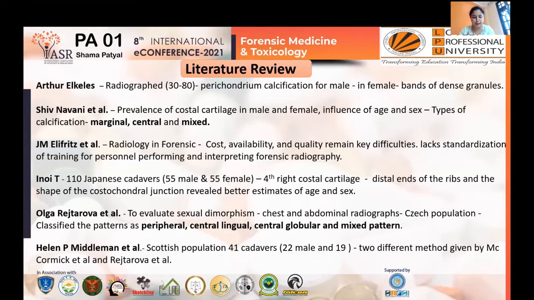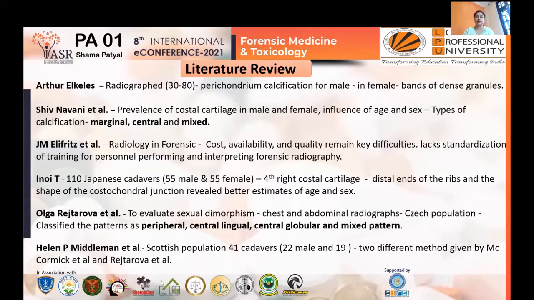J.M.L. Fritz in 2003 studied the role of radiology in forensics and suggested the need of training and standardization in the field of forensic radiology. Oit in 2004 studied 110 cadavers of Japanese population, 55 of each sex, studied calcification of fourth right costal cartilage, and his findings showed distal ends of the ribs and the shape of costochondral junction revealed better estimation of sex and age.